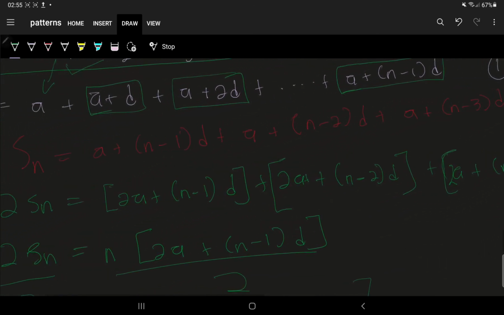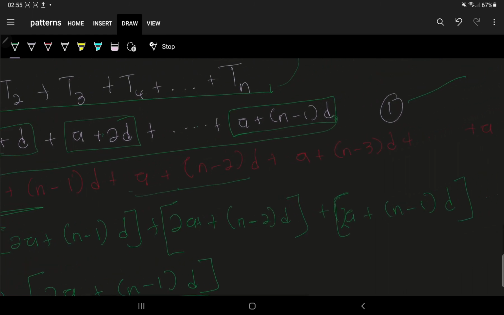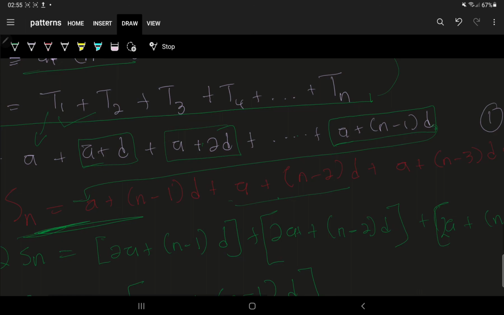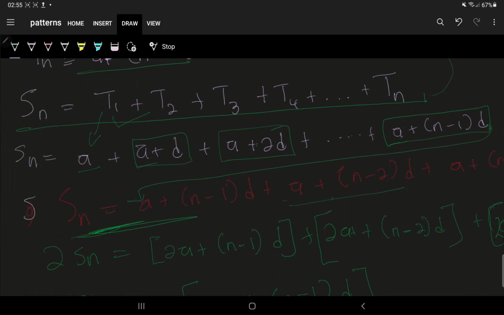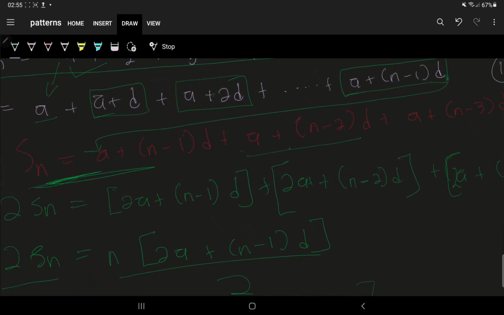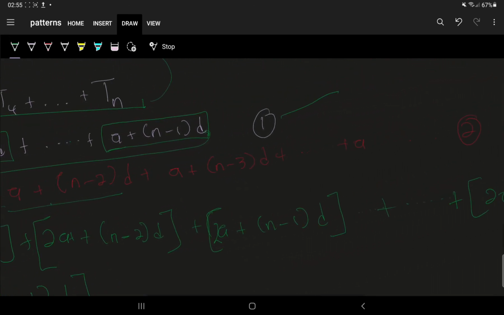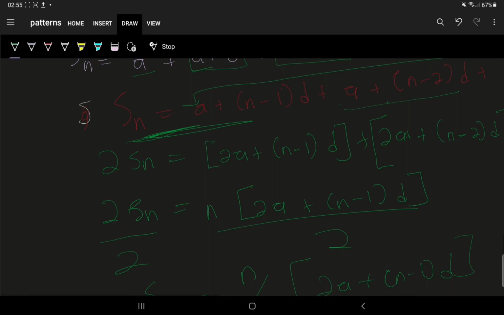Then we make a second equation. We make this new equation by starting to write this one as our first term, and then the one that comes before it, and we write all of them until our last term is going to be a. So we are just swapping the positions. We are writing them in reverse order, but they are two different equations. Then afterwards we add the two equations.